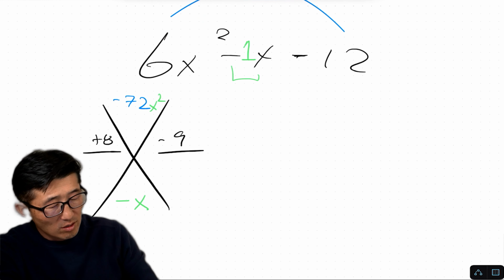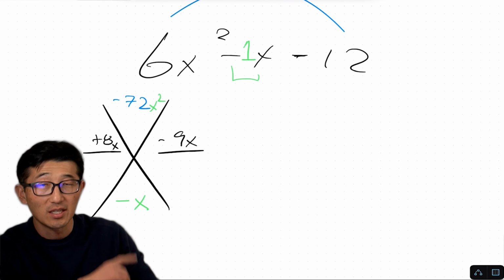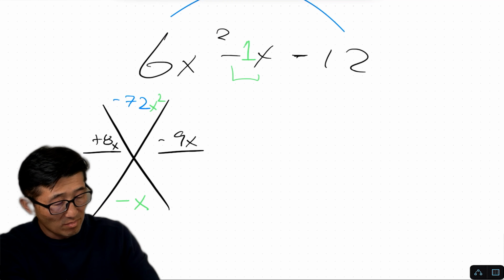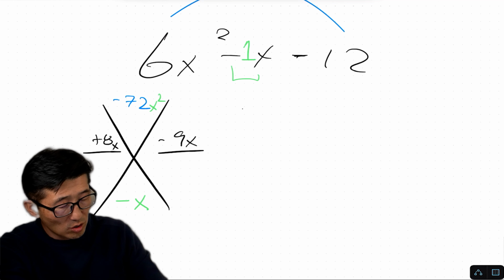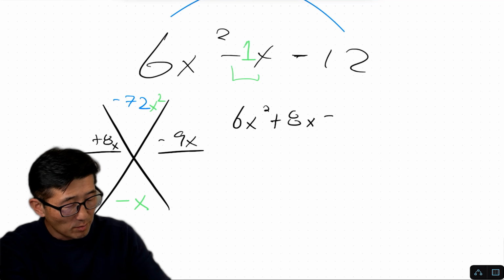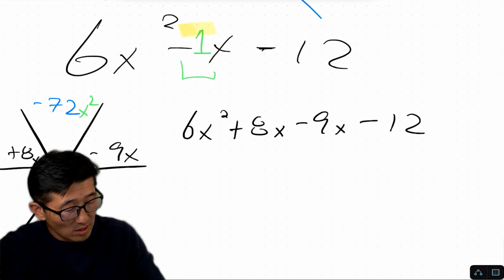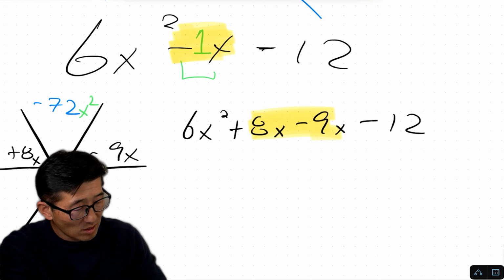Okay. So these are going to be x's. This shouldn't be hard. This is just 8 times 10, and then you subtract it. So we have 6x squared plus 8x minus 9x minus 12. Okay, do you see it? Yeah.